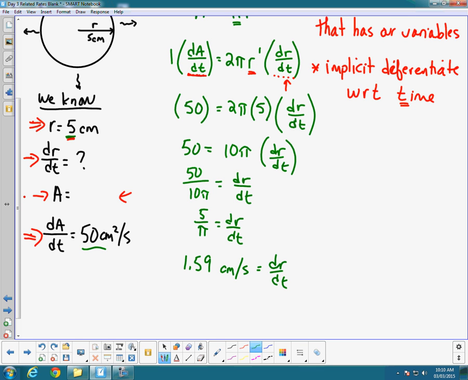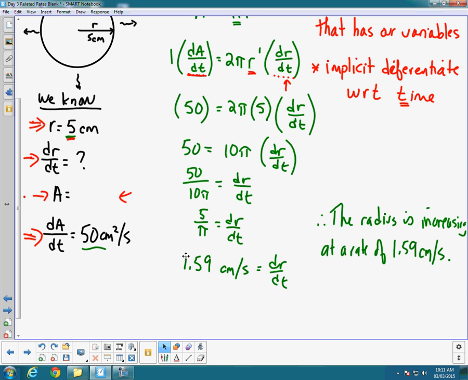So therefore, the radius is increasing at a rate of 1.59 centimeters per second. I know the units because the question was given with centimeters here and here, and the rate was in per seconds. So I know it's 1.59 centimeters per second.